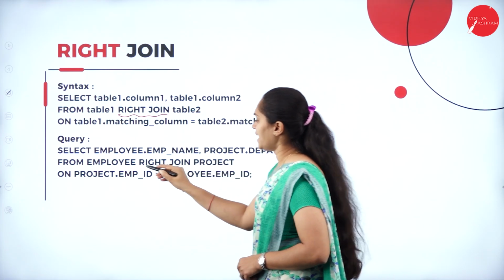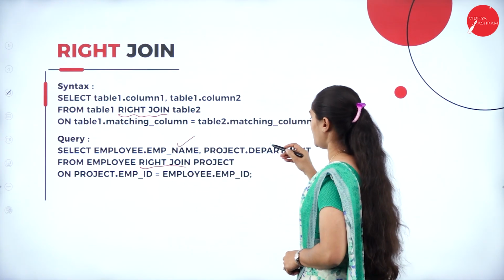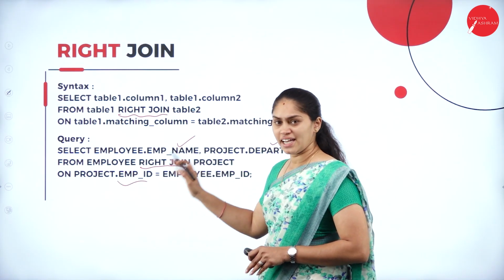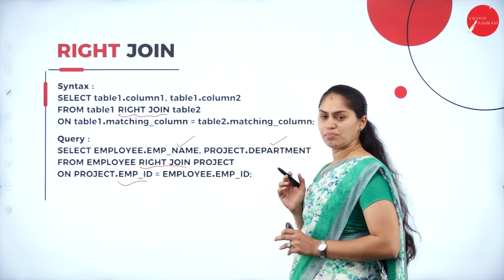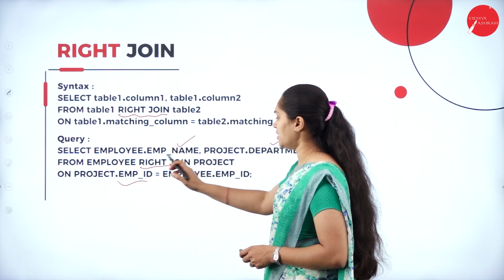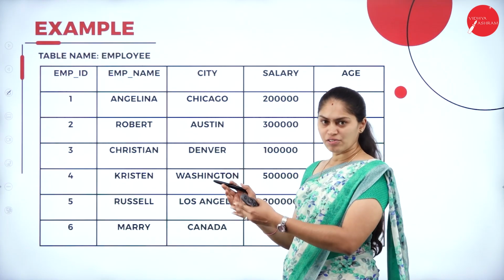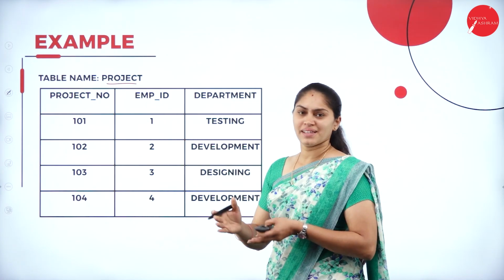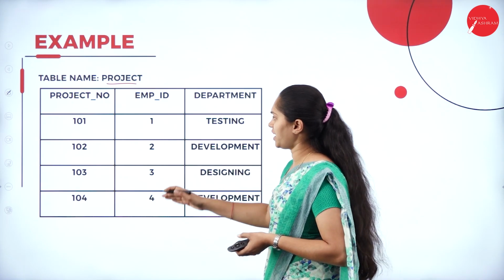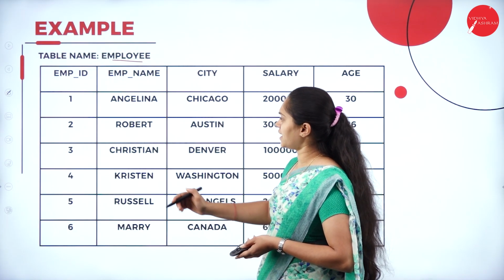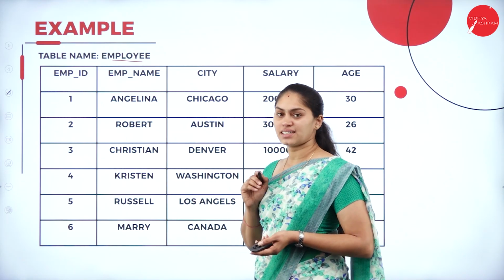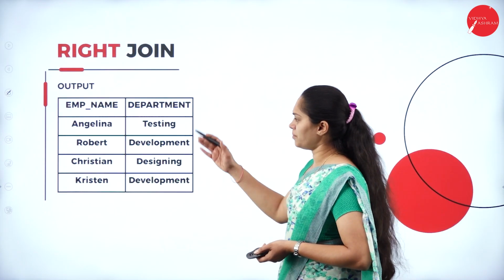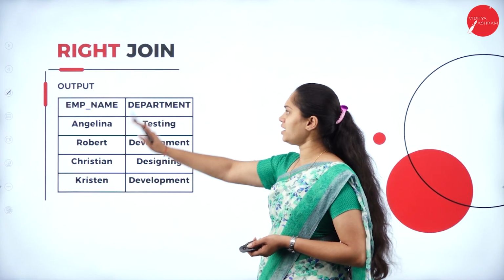Then what will be the example? Same, we are fetching the employee name and department from the employee and project tables respectively, based on the employee ID which we have in both project and employee. So here we have to take the right join. The left table will be employee, the right table will be project. Then what will be the output for this? It will return 1, 2, 3, 4. Whom do we have in 1, 2, 3, 4? That is Angelina, Robert, Christian and Christine. It won't bother about Russell and Mary. So the output will be like this. Fine. This is right join.